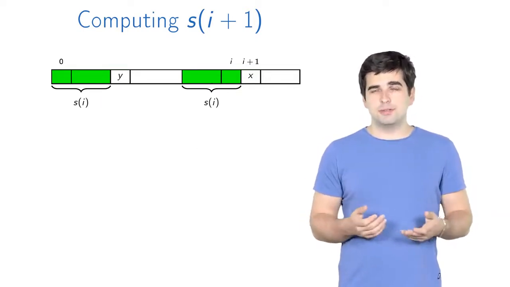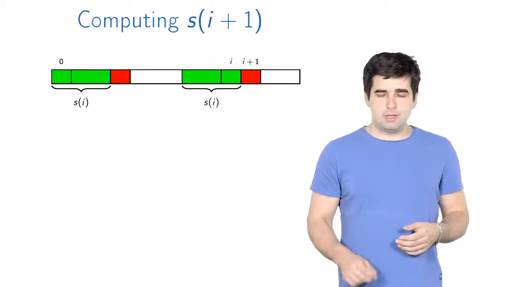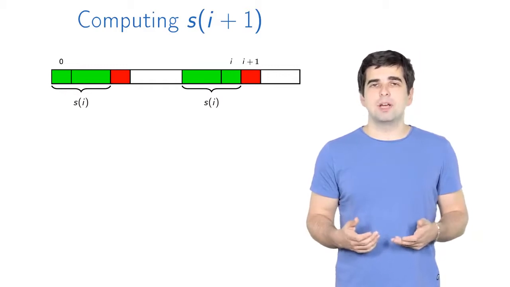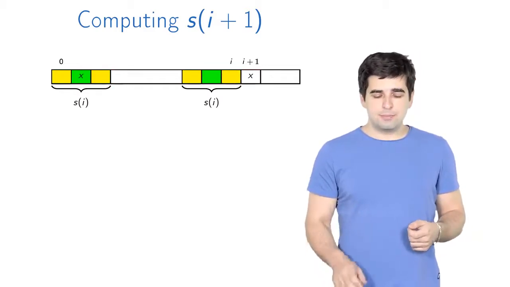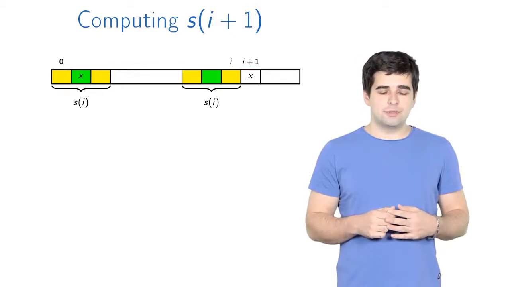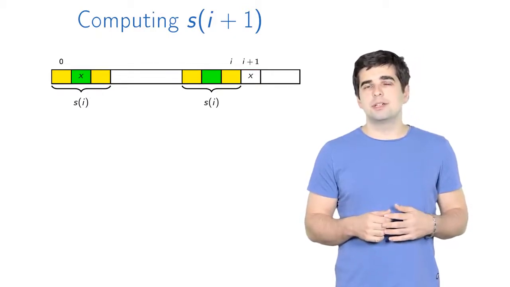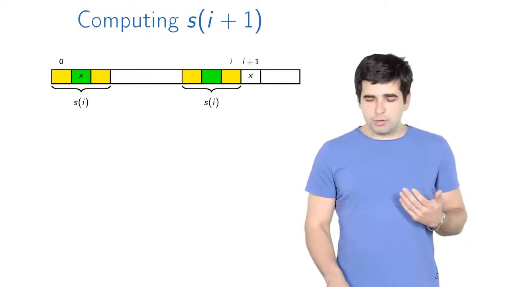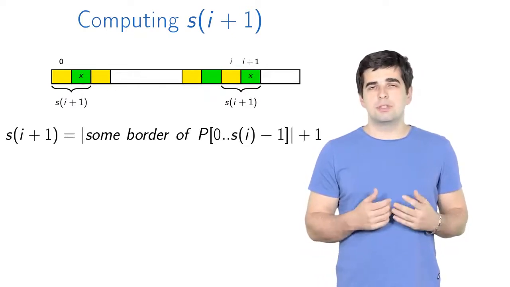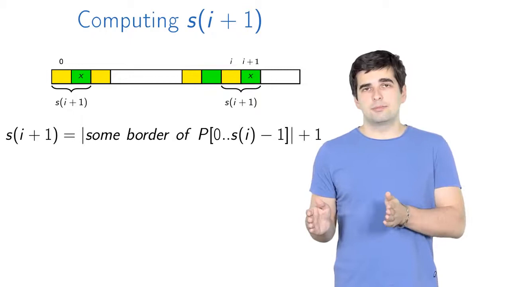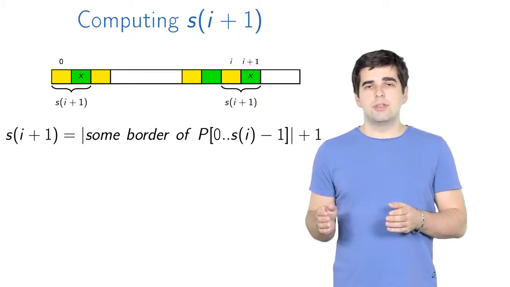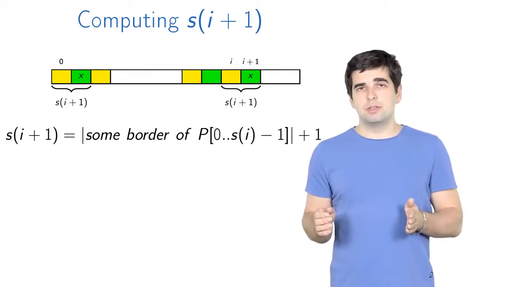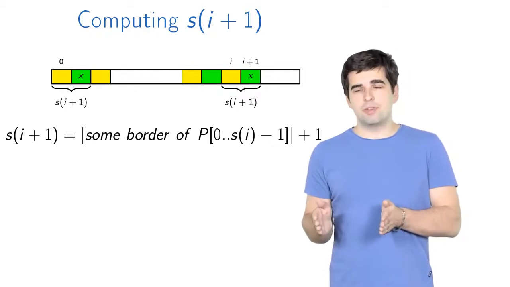But if those characters are different, then everything is a bit more complex. So we know that there is a border of the prefix ending in position I that has length exactly s of I plus 1 minus 1. So if we find that border, then the next green character after it will be the same as the character in position I plus 1. It will be the same x. So what we need to do is go through all the borders of the prefix ending in position I by decreasing length. And as soon as we find some border such that the next character after it is the same as the character in position I plus 1, we can compute s of I plus 1 as the length of that border plus 1.